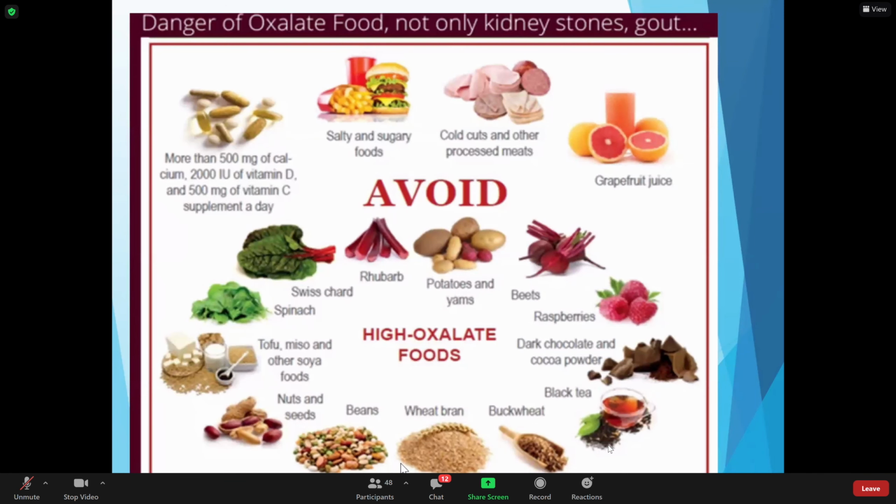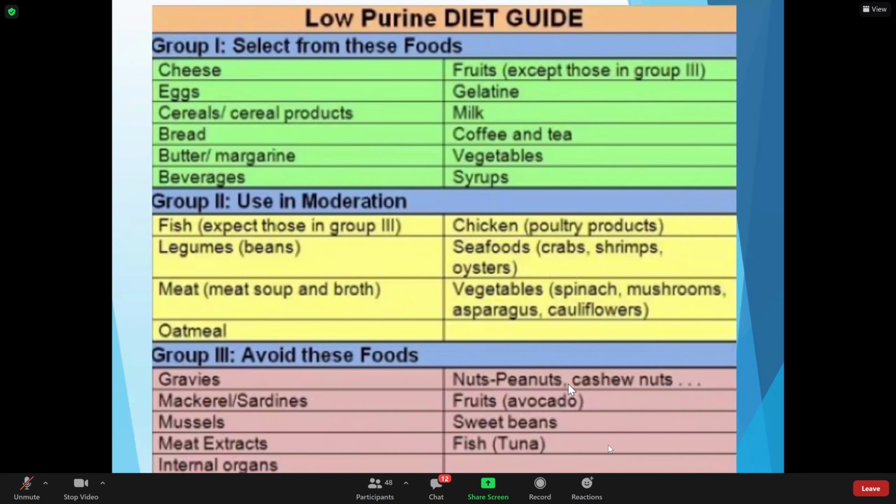So here are your high oxalate foods. If somebody has a kidney stone, these are the things they would tell them to avoid so you don't develop another one. Or they would ask them, tell me what your diet's like. Well, I eat a lot of this and this and this. Well, those are the things that are high risk. So again, these are things that have purines in them. These are things we would recommend for this patient not to eat.